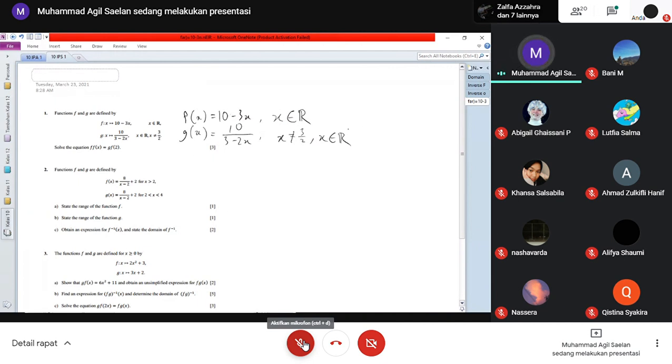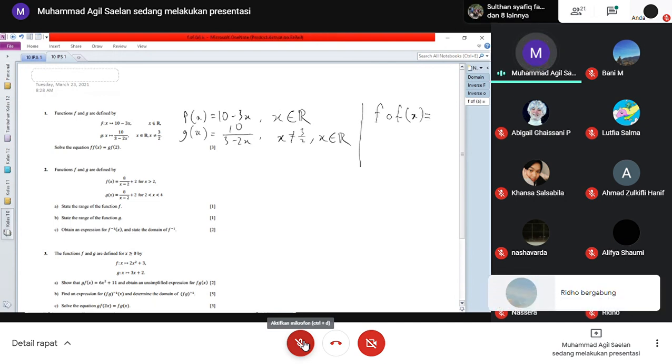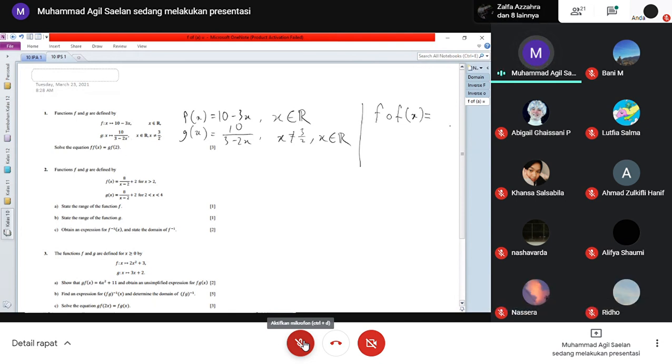But in this case, the domain doesn't really matter because what we want is to find the solution of this equation, or we want to solve this equation. So we want to solve f of f of x. This is a composition. So we compose f with f, and that equals g of f of 2. So again, a composition.